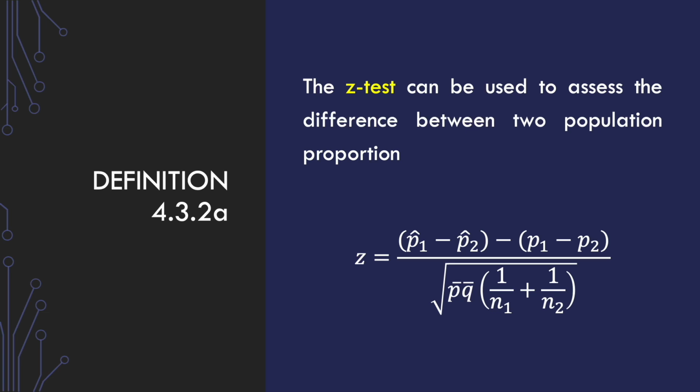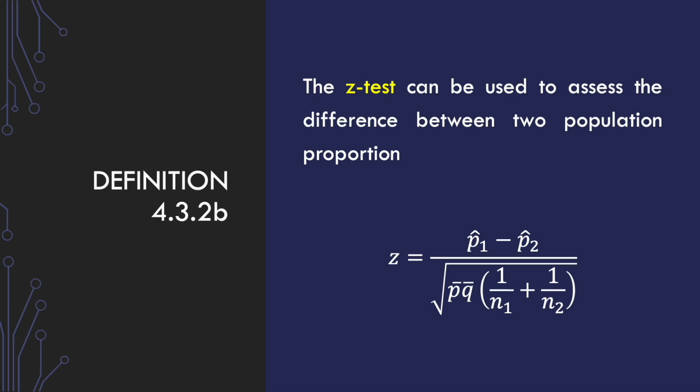So tulad dun sa ating z-test for 2 means, etong part na to, p1 minus p2, is assumed to be equal to 0. So we can now reduce this formula as p hat 1 minus p hat 2 all over square root of p bar q bar times 1 over n1 plus 1 over n2.